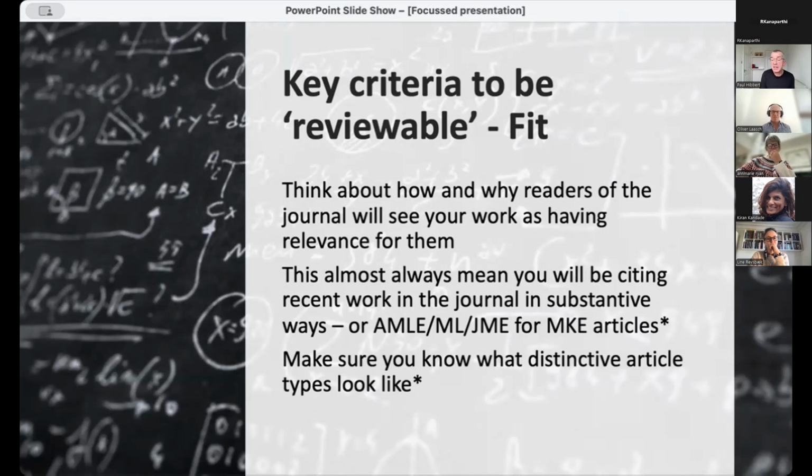So make sure you know what the distinctive article types look like as well. I've given you quite a range there. So look for recent examples in the journal to make sure you know that your article has the same kind of shape and concentration and expresses things in a similar way.